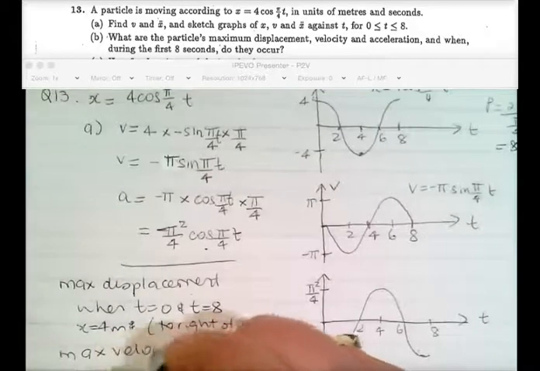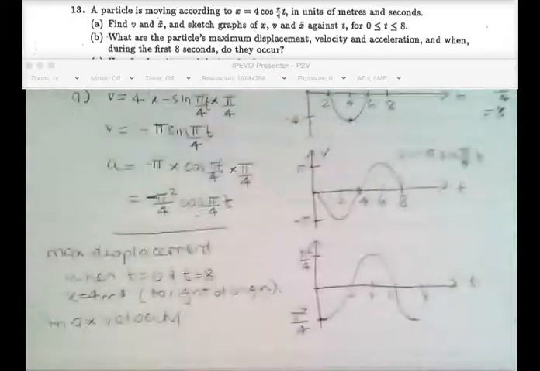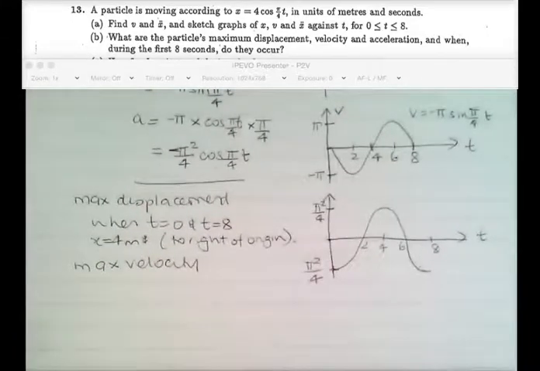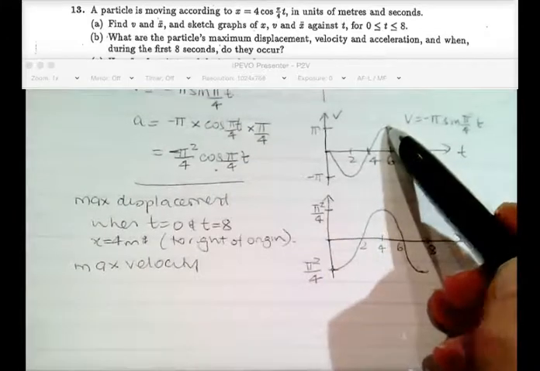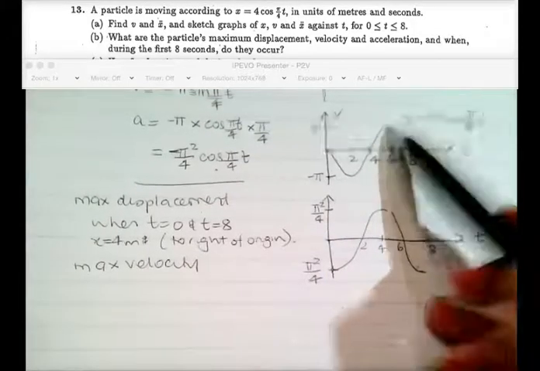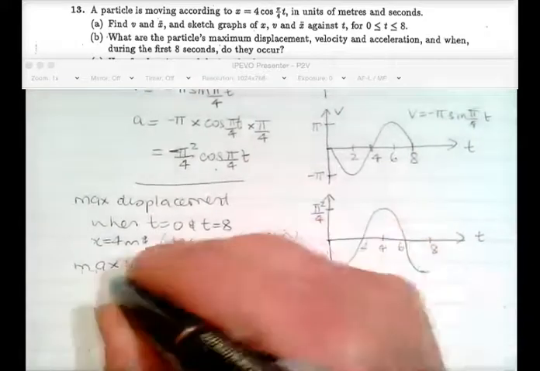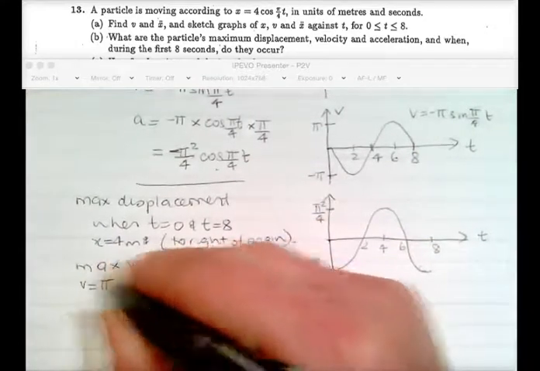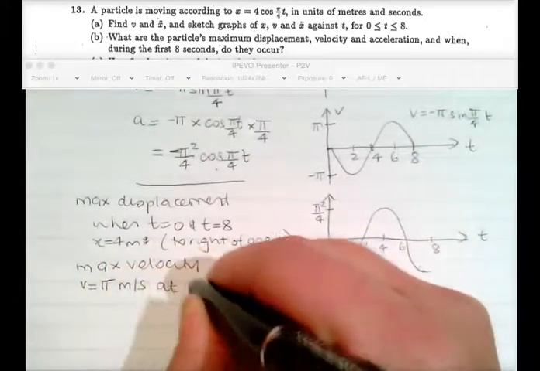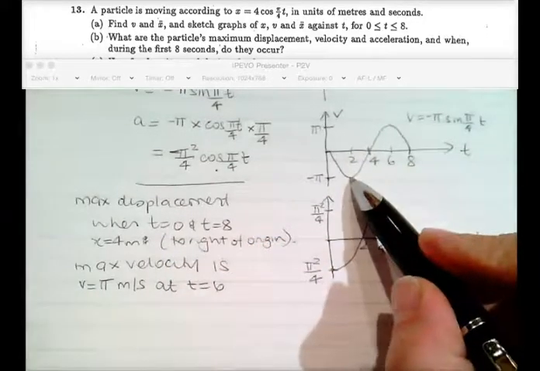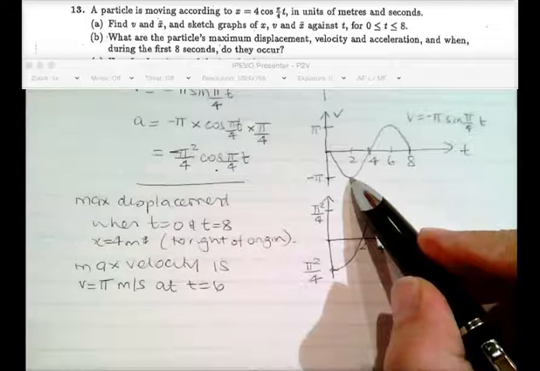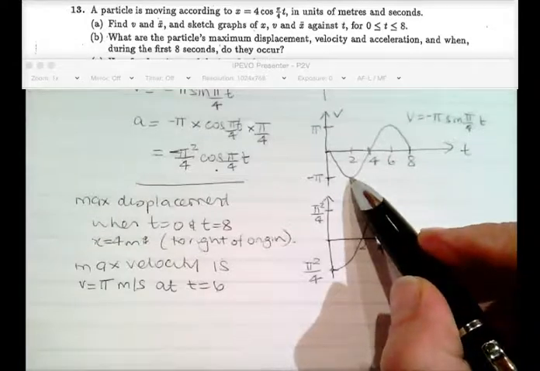And the maximum velocity, if we look at the velocity curve, is at the values here, pi, positive pi meters per second. So maximum velocity is pi meters per second at time equals 6. This speed here at time equals 2 is the same speed, but it's traveling to the left, okay?